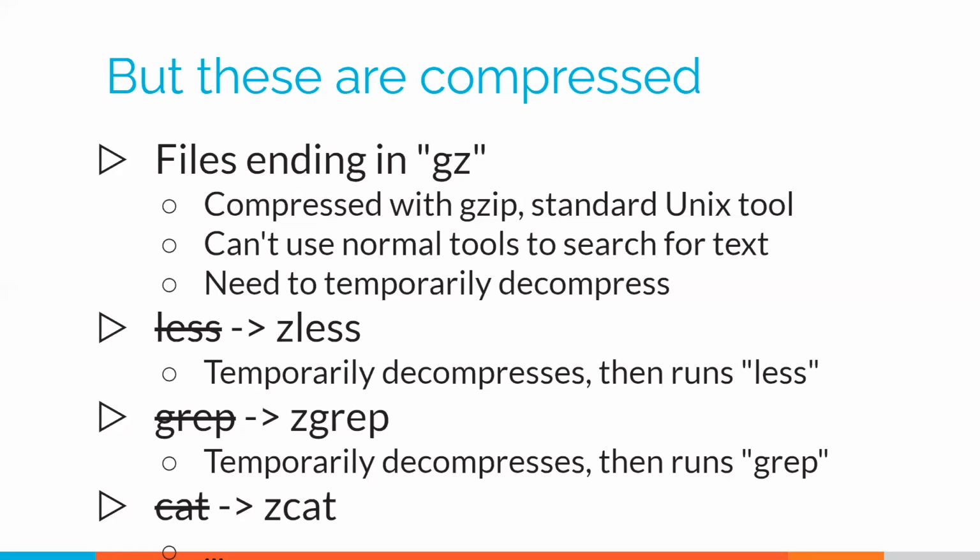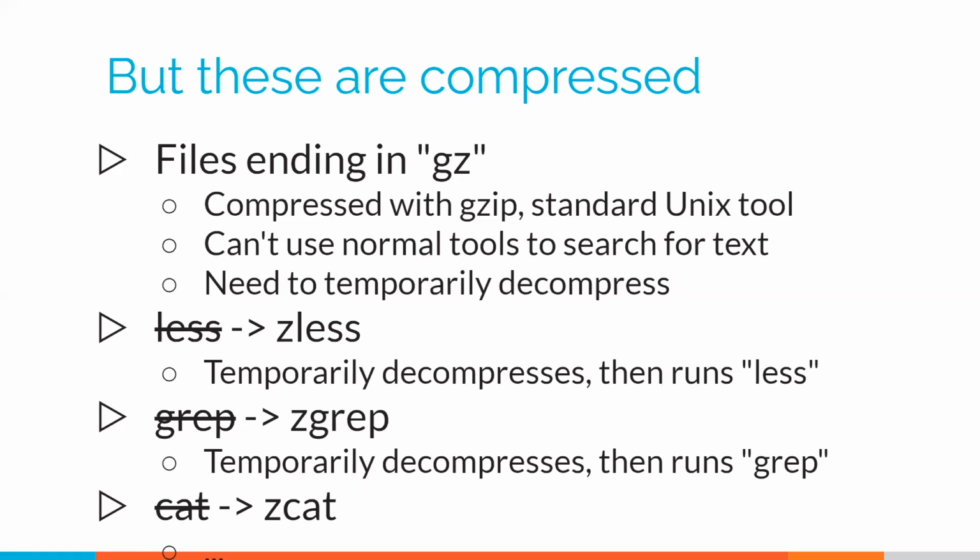If I want to use the grep command to look for text inside a file, I can use zgrep to say, uncompress it to a temporary file, look for that text, and then delete it on the way out. Same with cat, which is like the type command on Windows. I can use zcat to say, decompress this stuff and then give me all of that text that I can feed into some future command.